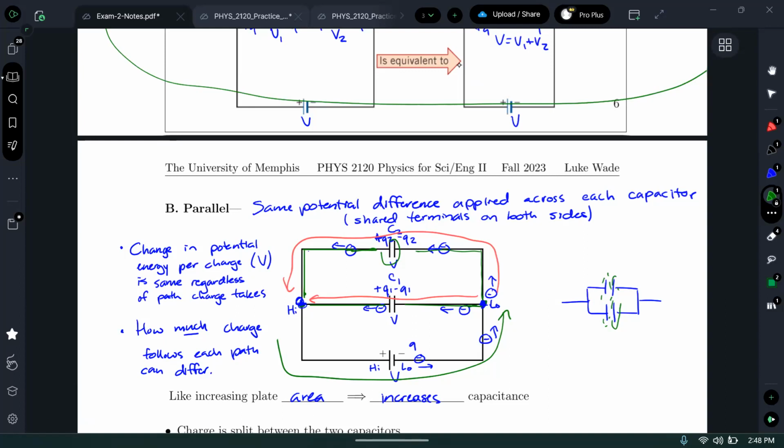If it's not one of those two things, it is not series or parallel. So for series, look for whether there are branching paths. If there's not, you have series. If it's parallel, you can have branching paths, but only this specific type of having the two legs in common on either side.